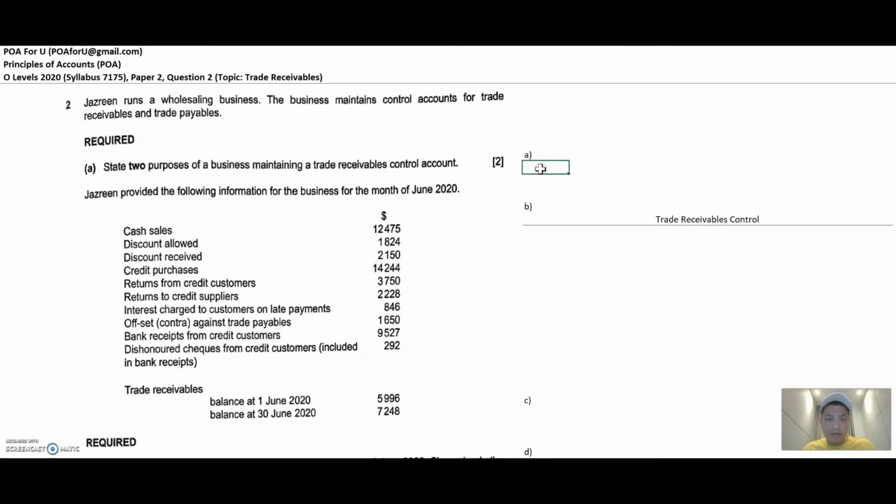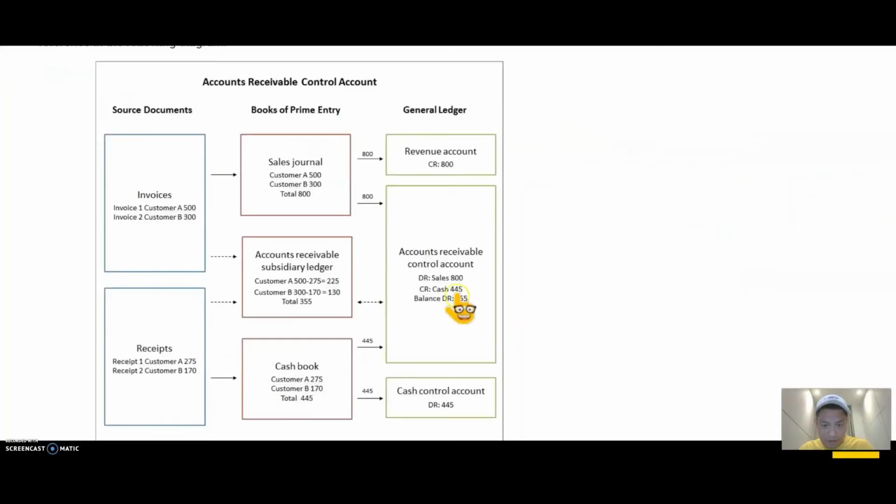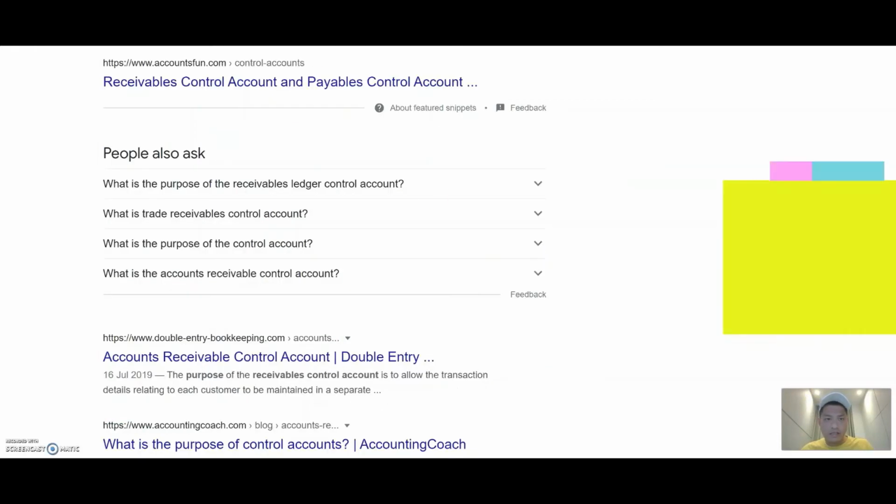Part of the answer that I've drafted for you: I would say that it checks the accuracy of sales in the sales ledger by cross-referencing the sales total in the trade receivables control account. So if I look at the sales here, it's 800, and I cross-reference it to this revenue account that's 800 as well, then I would say that at a top level where everything is summarized, excluding the details, most things are accurate.